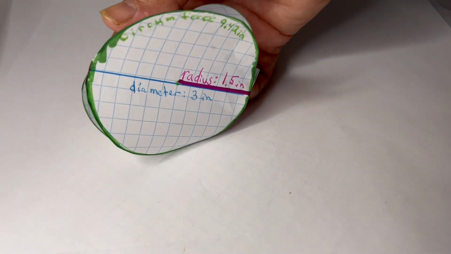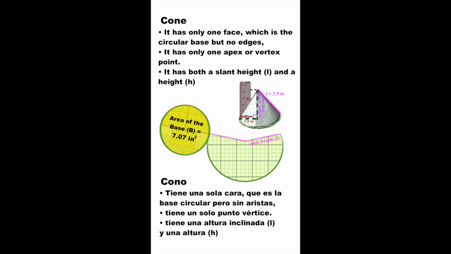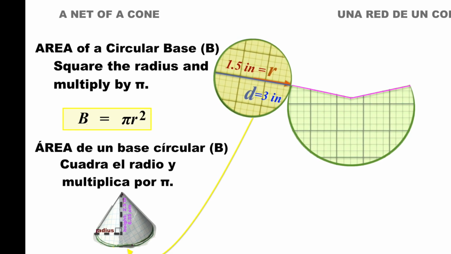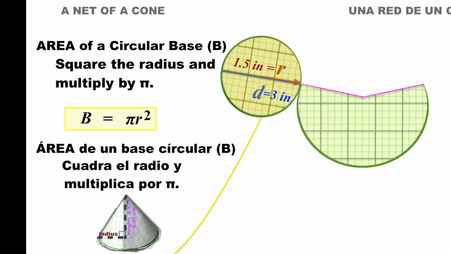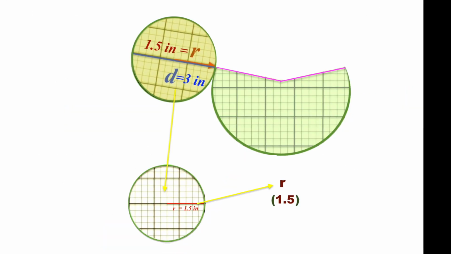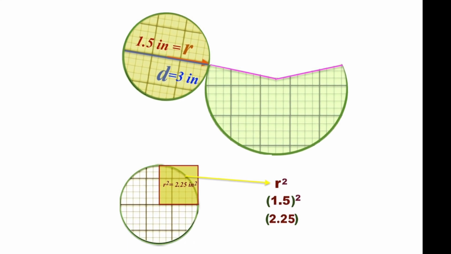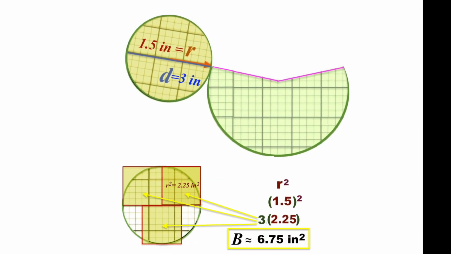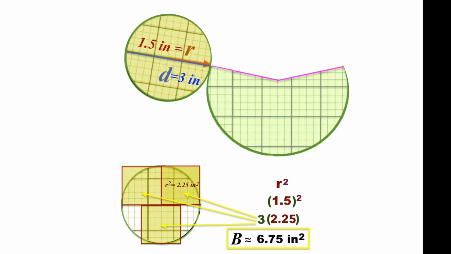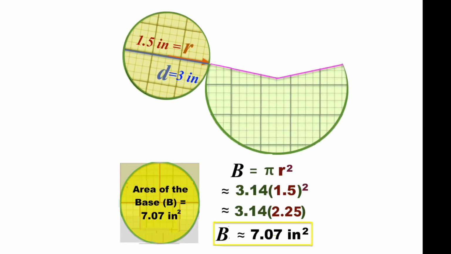Cone. The area of the base of a cone is pi r squared. R is 1 5/10. R squared is 2 25/100. 3 times r squared is 6 75/100. However, r squared times 3 14/100 is 7 7/100 square inches.